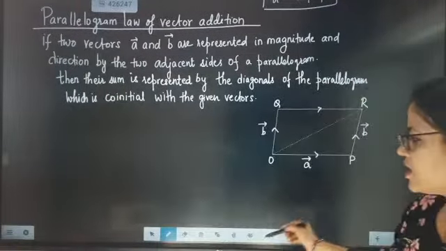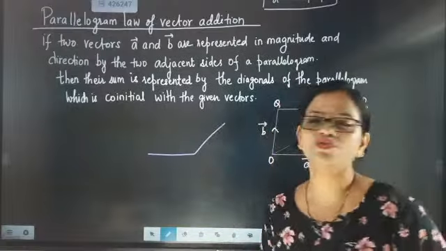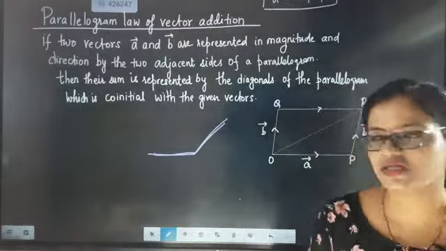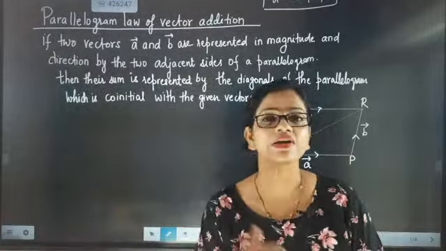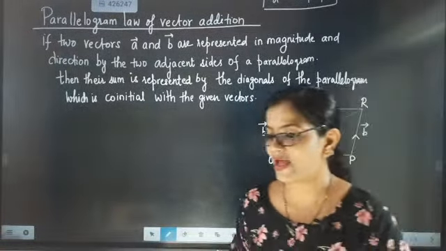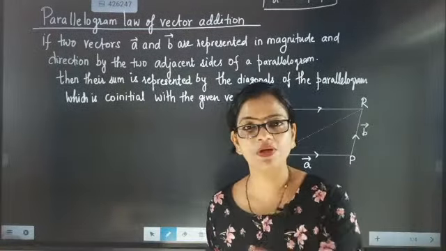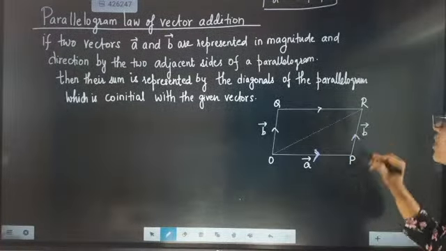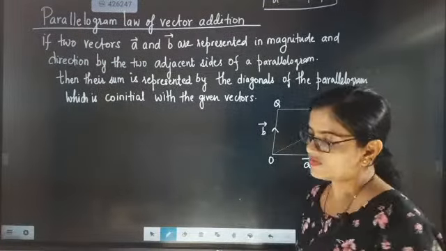What is the meaning of adjacent sides? In case you don't know, this and this are called adjacent sides. So vector A and vector B are the adjacent sides of a parallelogram. If vector A and vector B are the adjacent sides of the parallelogram, the arrow follows like this. So now vector A and vector B will be written like this.